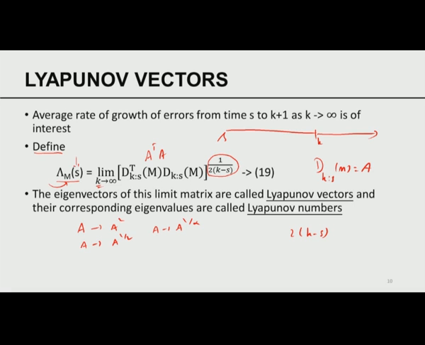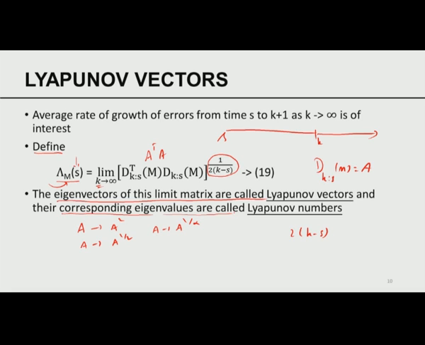What is k minus s? k minus s is the time difference between the starting point and the final time. k goes to infinity, so k minus s goes to infinity. So this matrix plays a fundamental role. The eigenvectors of this limiting matrix are called Lyapunov vectors, and the corresponding eigenvalues of this limiting matrix are called Lyapunov numbers. We are going to talk about these too, but before we go there, I would like you to appreciate the definition of this matrix.